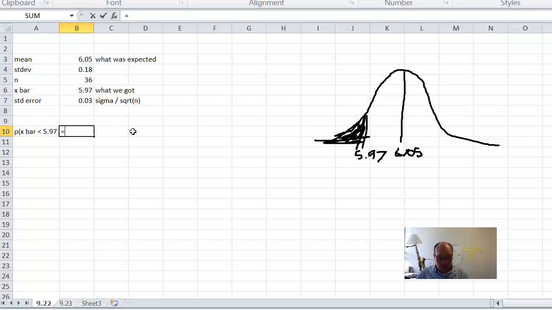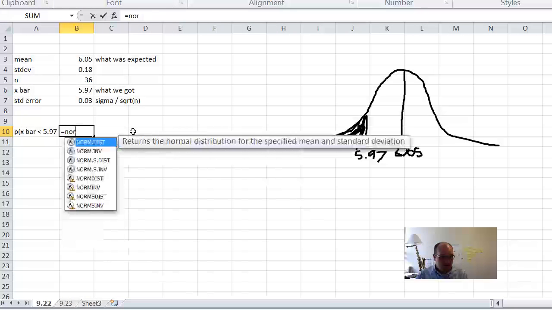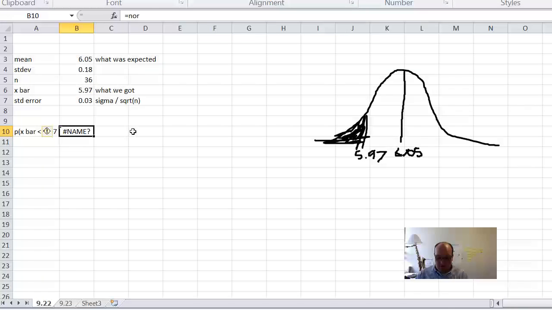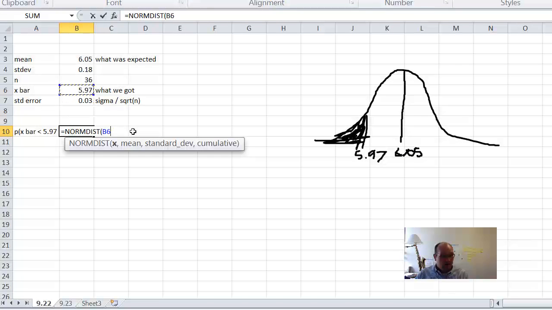Let's do it. So equals norm dist. X bar is what we got, comma, mean 6.05 is what we expected, with standard error, because we're dealing with means, not individuals, standard error, and 1 is cumulative.